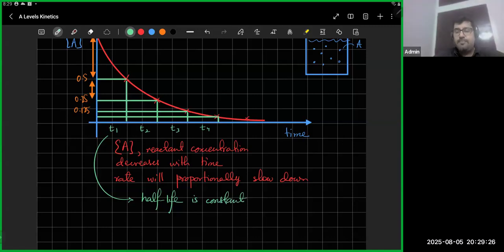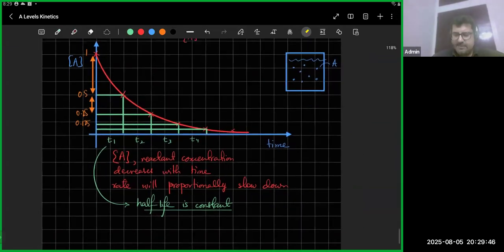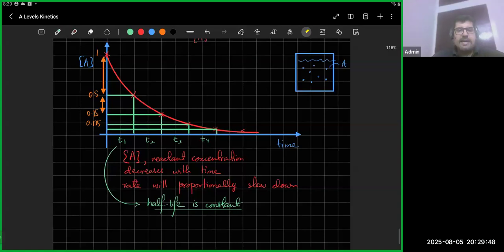So it always takes pretty much exactly the same amount of time for the concentration to decrease by half. Even though it's a smaller distance to cover, because the concentration is lesser, it slows down, and the reaction takes exactly the same time. So is the idea of half-life clear? Is this clear?